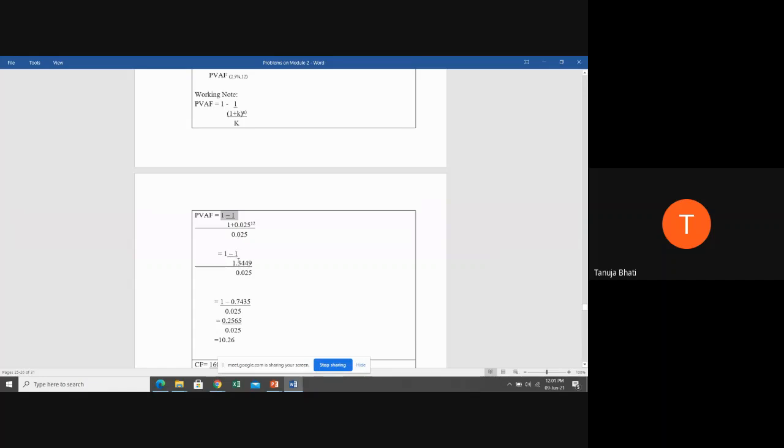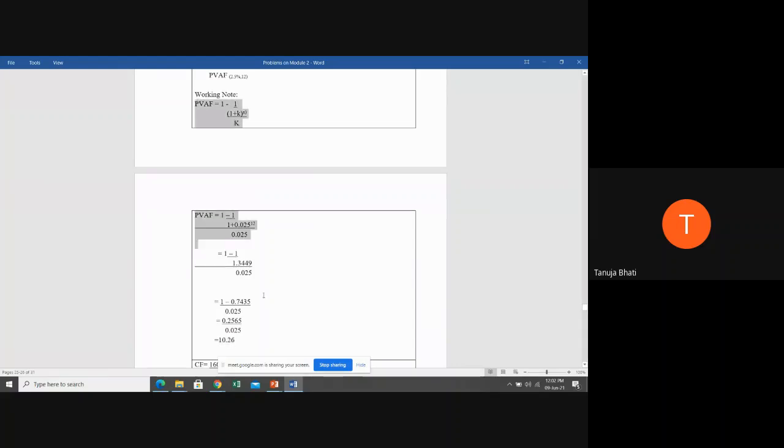1 minus 1 divided by, now students, when you solve 1.025 raised to 12, you get 1.3449, and then the whole divided by 0.025. So first, 1 divided by 1.3449, you get 0.7435. 1 minus 0.7435, the whole divided by 0.025. So simply divide this, you get the present value annuity factor as 10.26. Is this clear, students?